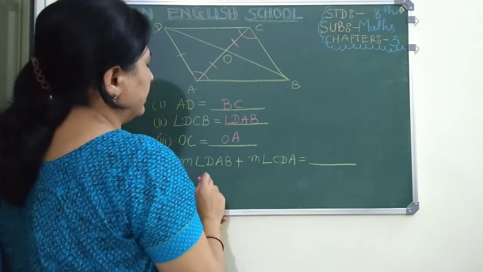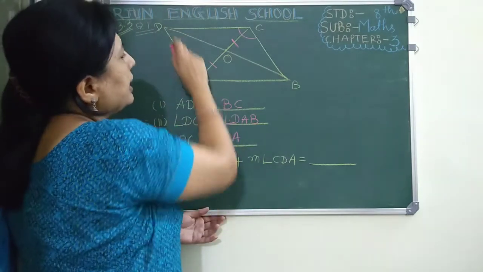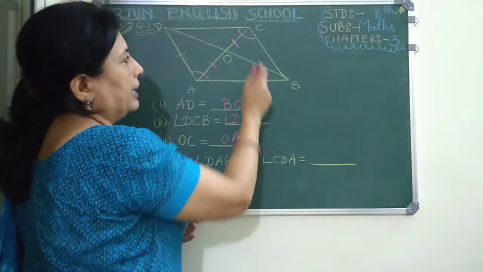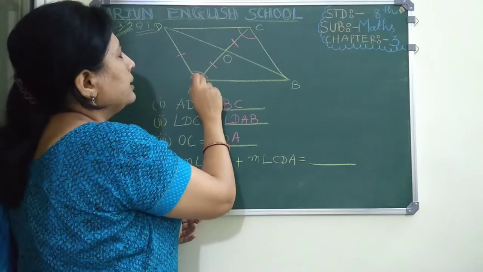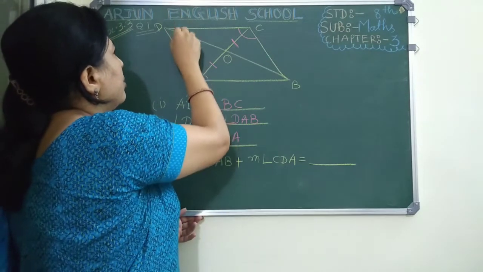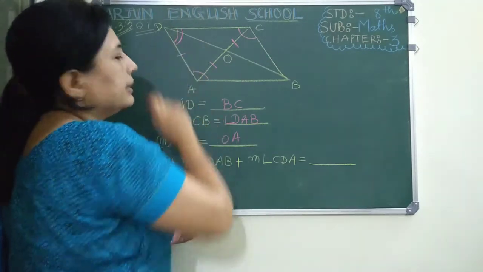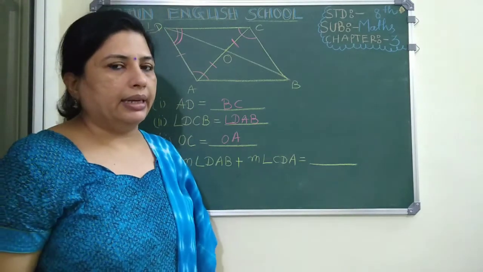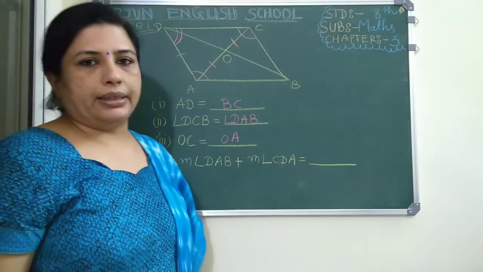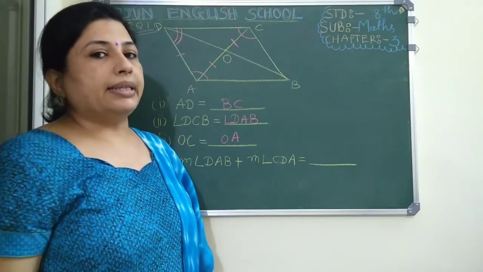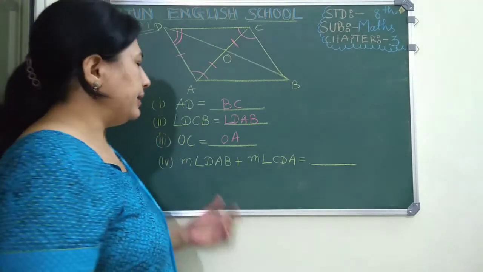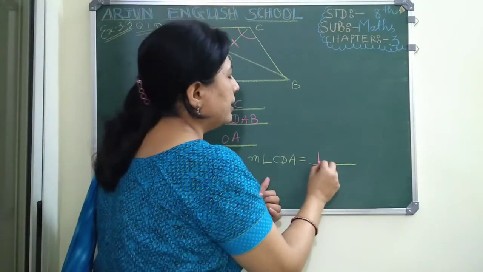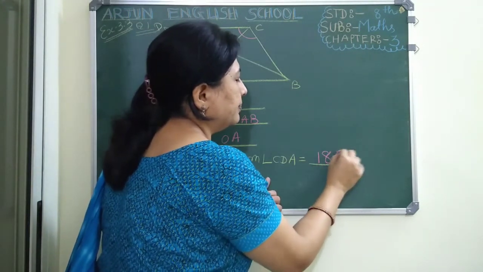Now measure of angle DAB plus measure of angle CDA. CDA means this angle, the sum of the measure of this angle and this angle. Both the angles are adjacent angles, and you know the property: adjacent angles are supplementary. So the sum of these two measures will be 180.